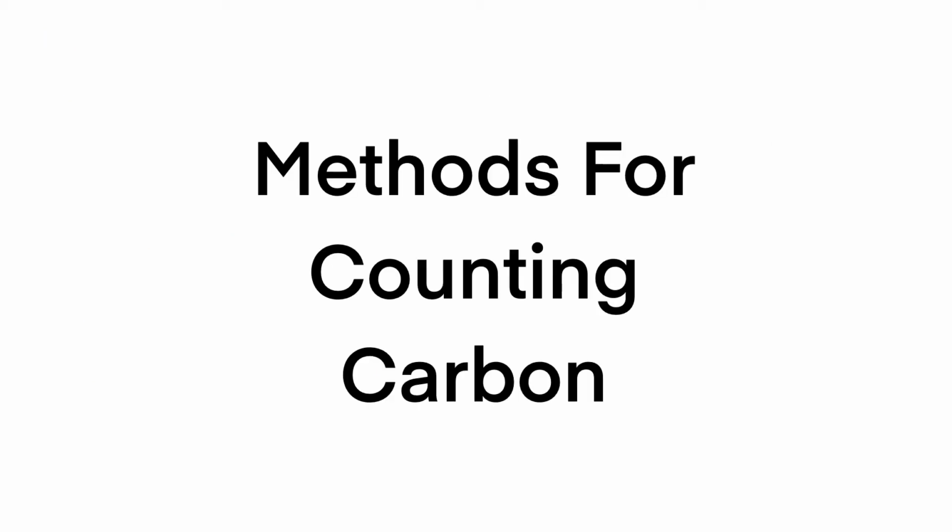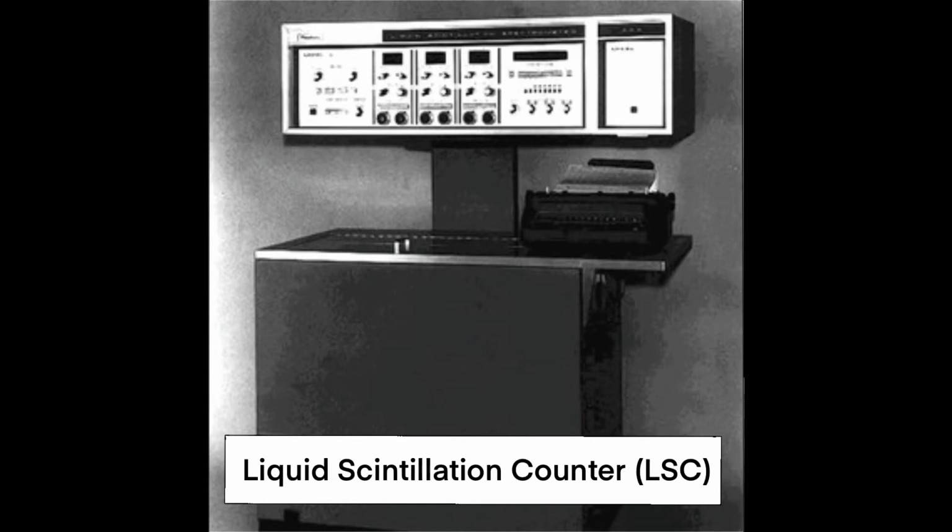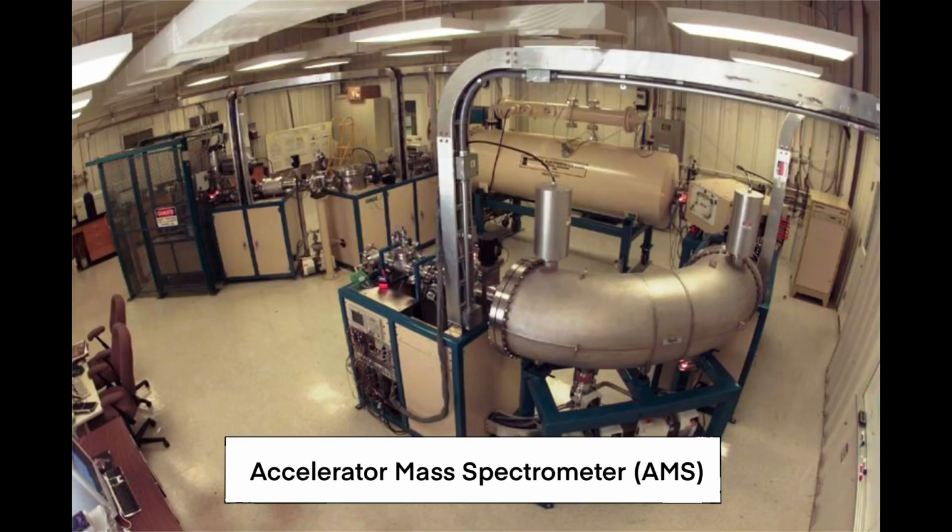Two methods exist for measuring the amount of carbon 14 in a given sample. The first method was beta counting, which simply counts the amount of beta decay by weight within a specific span of time. The second, now favored technique, is accelerator mass spectrometry, which directly measures the amount of each isotope.